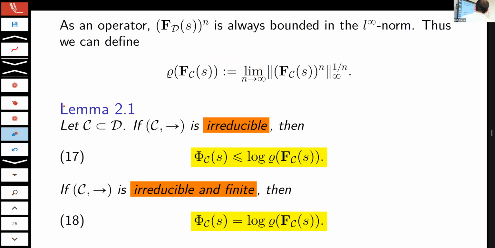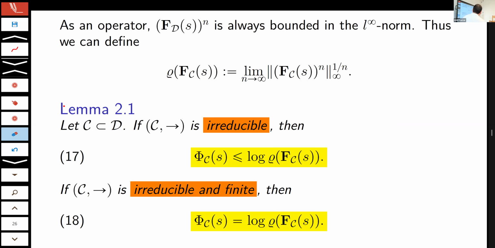We need these sub-diagrams because I actually want to calculate the dimension by approximating the full diagram matrix with finite subsystems. That's the idea. It's important to know that as an operator, this infinitely large matrix F to the power n is always bounded in the sup norm. So we can define its spectral radius with the help of this limit. This limit exists, so we can define the spectral radius.